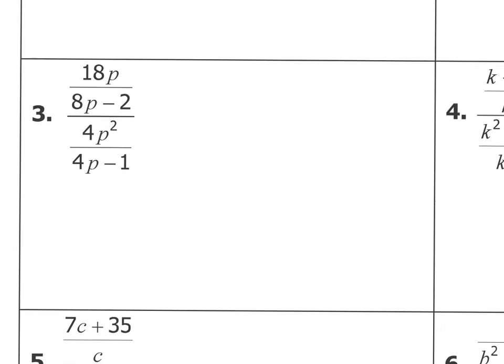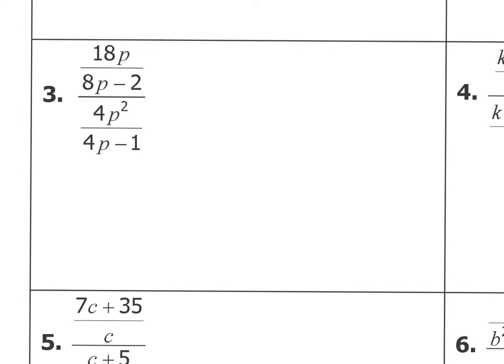All right, let's look at 3. So 3 looks a little bit more complicated, and it is, I will grant you that, but we're still going to keep, change, flip because we have one fraction over one fraction. So my keep is my 18p over 8p minus 2. And instead of a division bar, we're going to multiply, and we're going to take the reciprocal of the denominator's fraction. So the 4p minus 1 goes up top, and then 4p squared goes in the denominator.